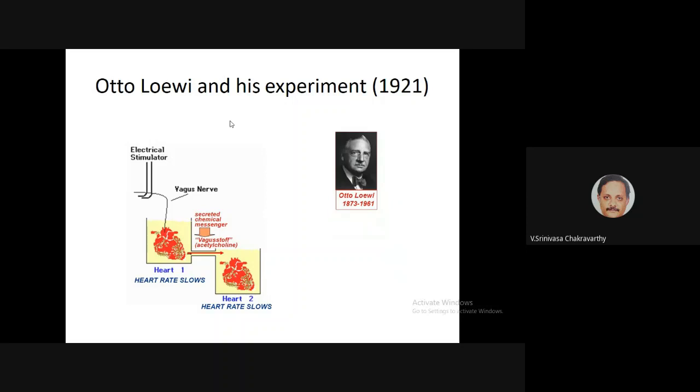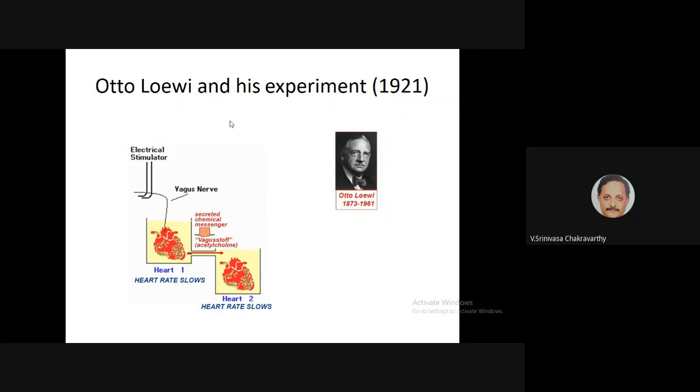So all these ideas were around, but a definitive proof or demonstration that the action of one neuron on the other, or the action of a nerve on a target organ, is through chemicals was missing. One of the first experiments of that kind, a really brilliant experiment, was done by Otto Loewi. I think he was an Austrian physiologist.